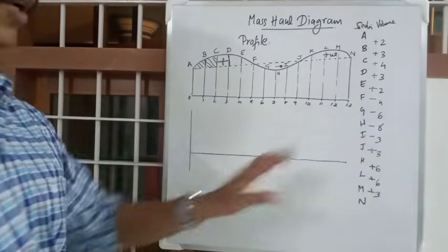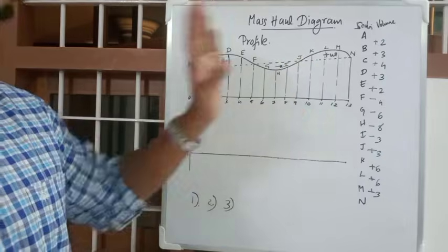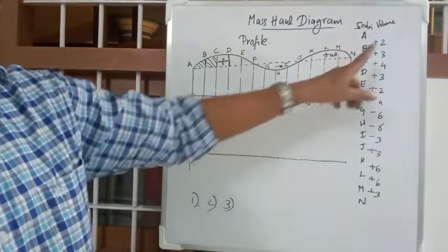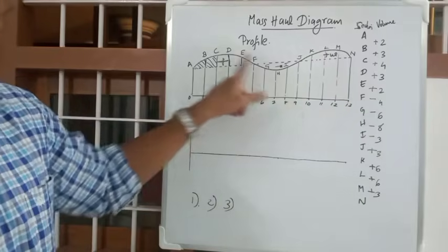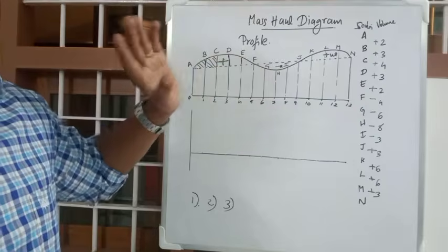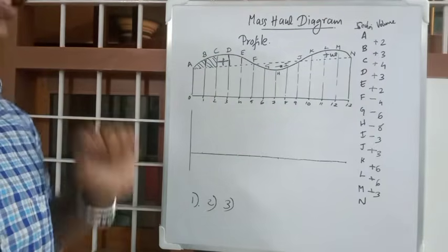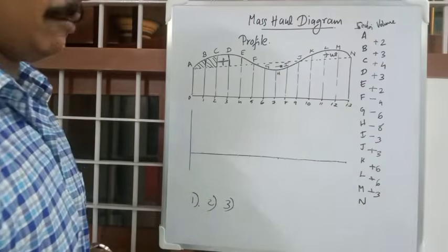Okay, so I hope you understand. First we will be taking area values, and using those area values, in the second step we will be calculating volumes. Those values which are to be cut will be given positive, and those to be filled will be given negative values. So F to J will be given negative values.